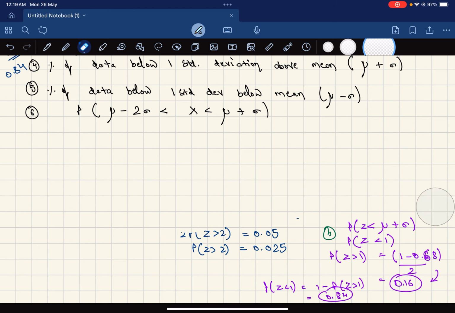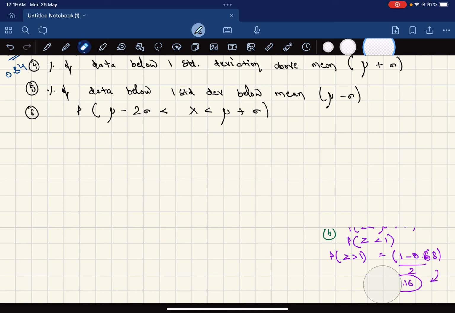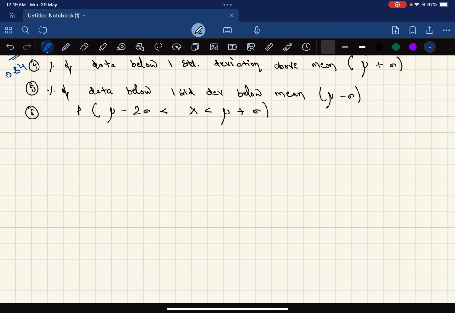Now in our fifth part, we are to calculate the percentage of data that lies one standard deviation below the mean. So this means what we are calculating here is P(Z < -1). We already calculated in our fourth part P(Z > 1) as 0.16. Therefore, due to symmetry about z equal to 0, P(Z < -1) should be equal to P(Z > 1). Therefore, it is equal to 0.16. Thus, we can write this value as 0.16.